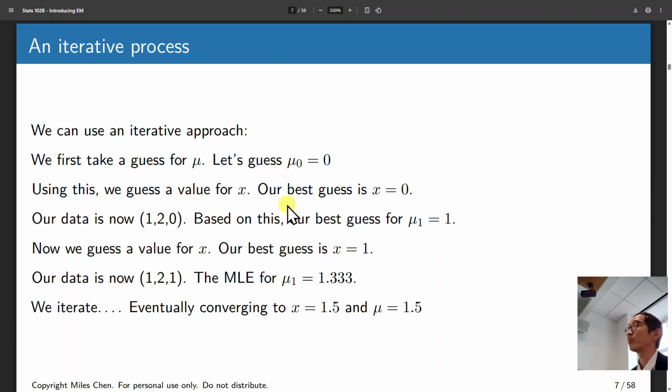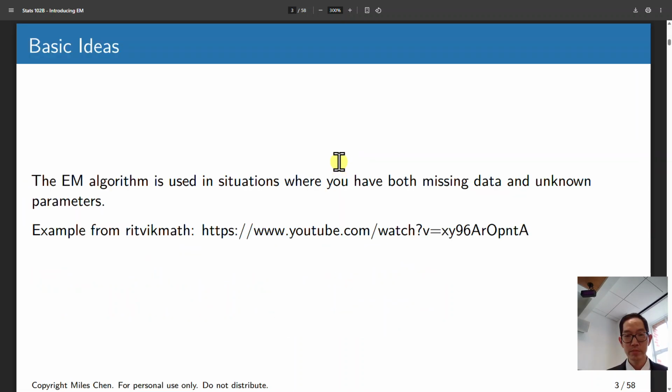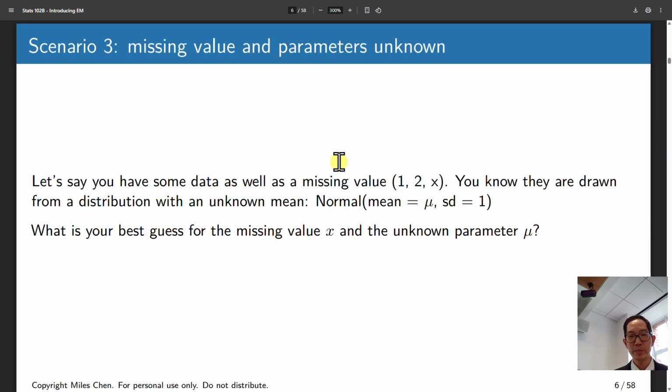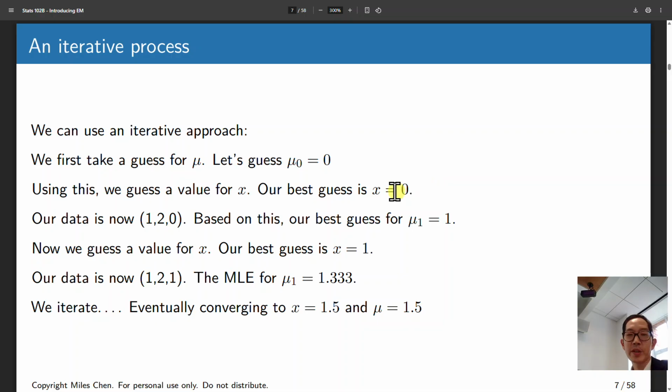Okay, so first we just start off with an arbitrary guess for mu. So I'm going to just guess 0, and if I plug in 0 for mu, then I will say, okay, well, if mu is 0, then my best guess for x is going to be 0. All right, and if that is the case, then my data is going to be 1, 2, 0, and in that case, then I iterate back and forth, and I'm going to estimate what's my best guess for mu. Okay, in this case, 1, 2, 0, my best guess for mu is going to be 1.